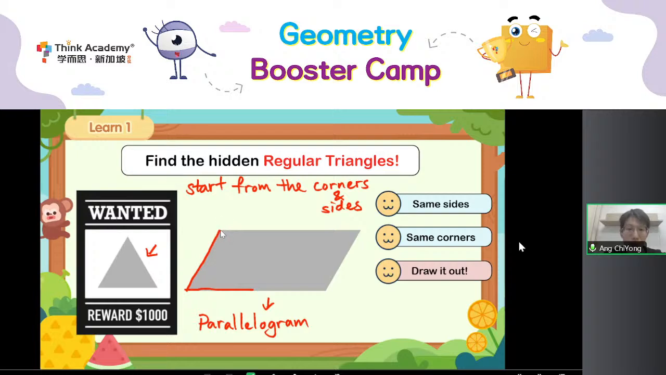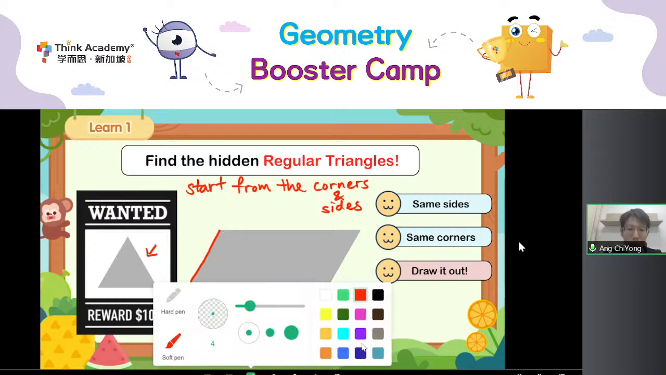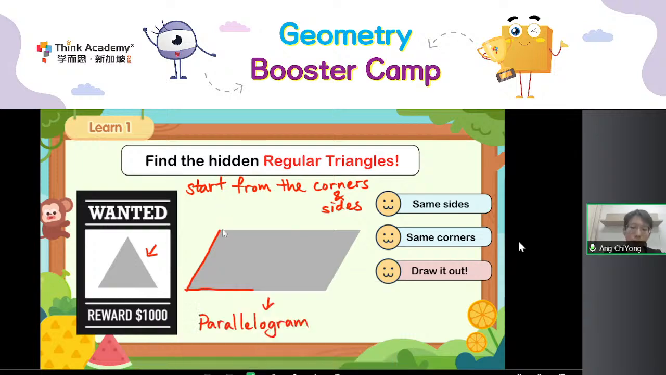So I need to draw the last side like this. Let me use a different color. I will use a blue one. Okay, never mind, a purple one. I think purple is pretty cute. Draw the last side using purple. And I managed to find a regular triangle. Very good job. Now let's find another one.